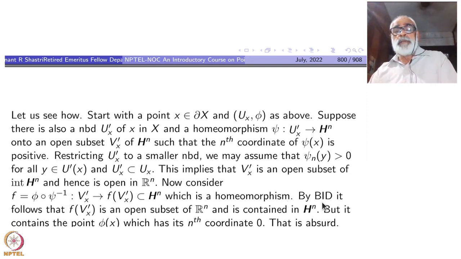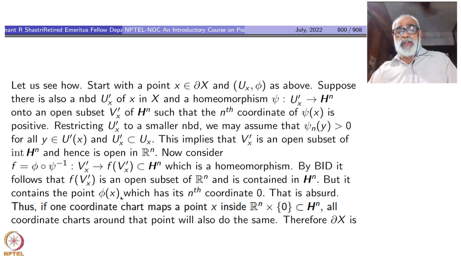by Brouwer's invariance of domain, it follows that f of Vx prime, remember Vx prime and f of this one are both subsets of Rn. This part is in Hn, this part is strictly inside the interior of Hn. So f of Vx prime must also be an open subset, right? And it is contained inside Hn. But this contains a point phi x which has its nth coordinate 0.